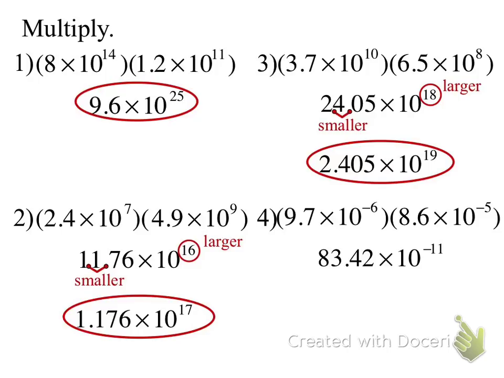I've got to make this get smaller, so negative 11 is going to get bigger. Now be careful here. It's getting smaller. To get bigger for that negative 11 power, we would go to negative 10.